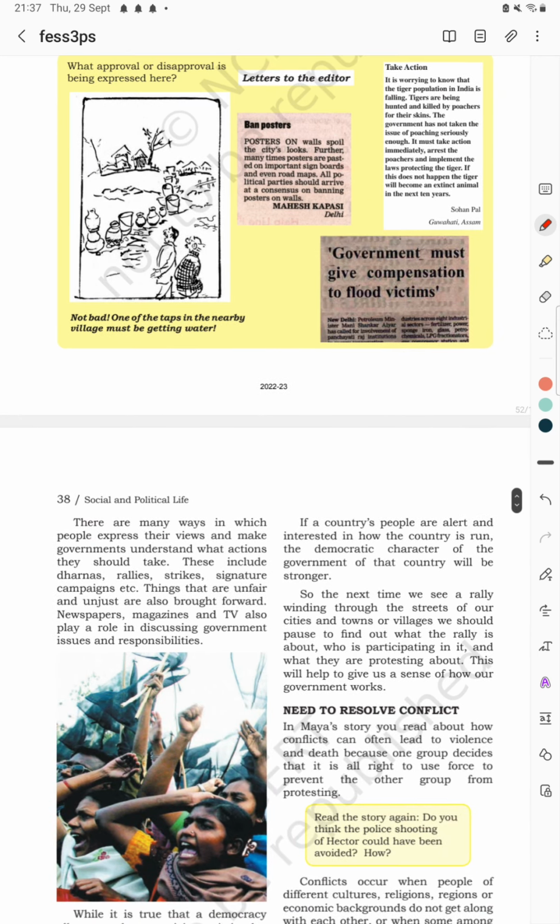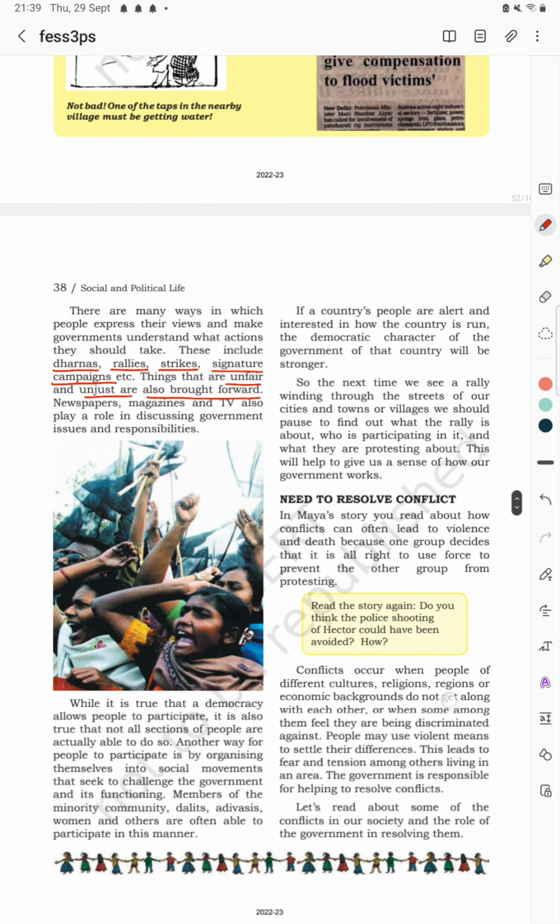And so one way was protesting, in the process of participating in the working of the government. There are many ways in which people express their views and make the government understand what actions they should take. These include dharnas, rallies, strikes, signature campaigns, etc. Things that are unfair and unjust are also brought forward. Newspapers, magazines, and TV also play a role in discussing government issues and responsibilities.